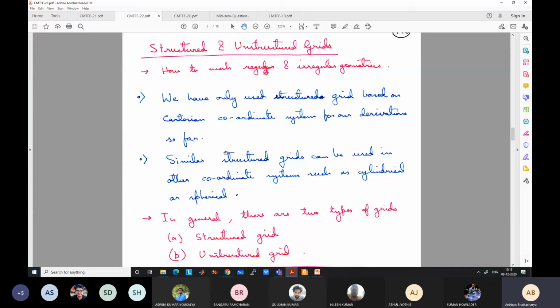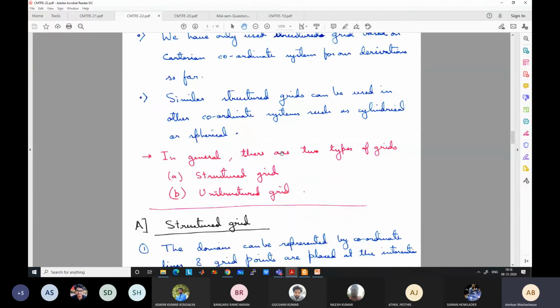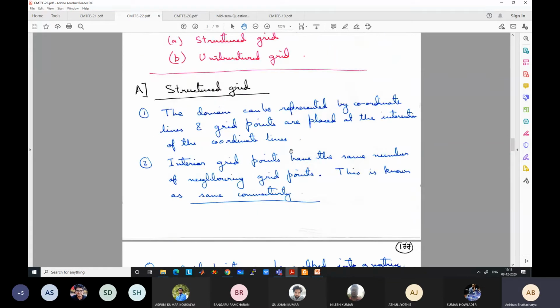Now structured grids need not be based only on the Cartesian coordinate system. They can be based on a cylindrical coordinate system or a spherical coordinate system. So all of them are structured grids. We will define the common characteristics of structured grids, so that we know which grids can be called structured grids and which grids are known as unstructured grids.